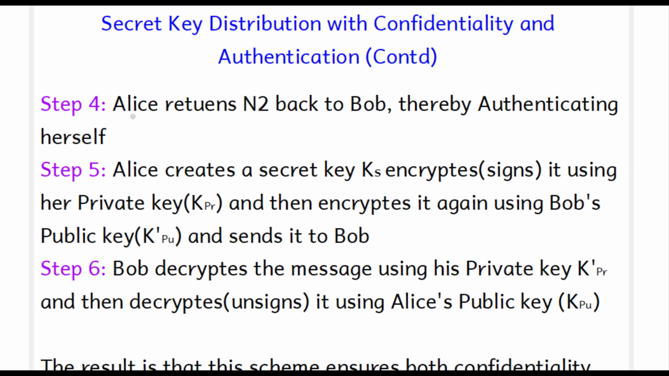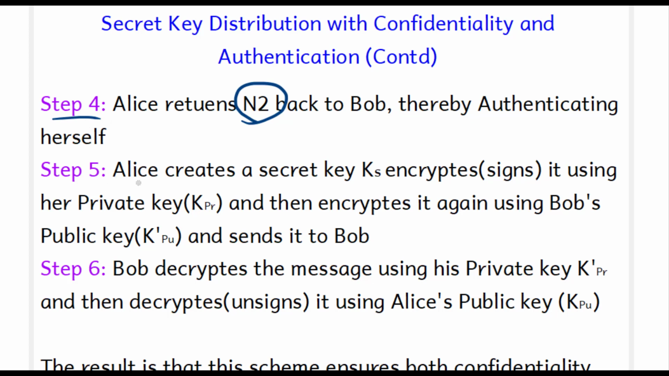Then in step 4, Alice returns N2 back to Bob, because that N2 was sent by Bob to Alice encrypted using Alice's public key. When Alice receives this message, she decrypts it using her private key, gets N2, and returns this back to Bob. Thereby she can authenticate. So up to step 4, the authentication process is complete.